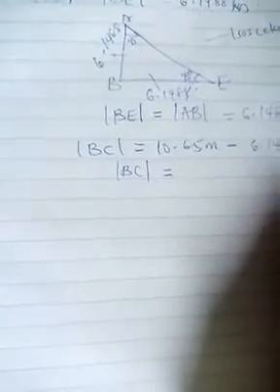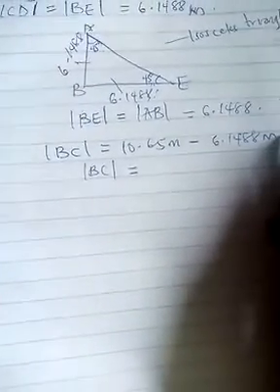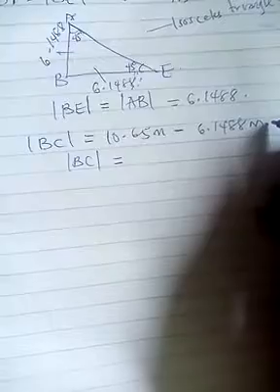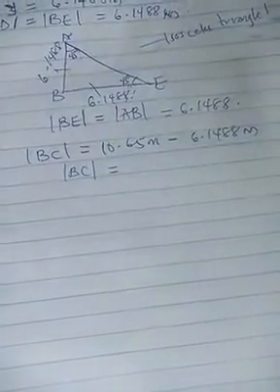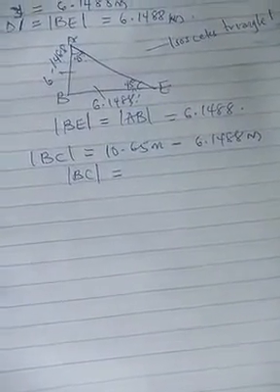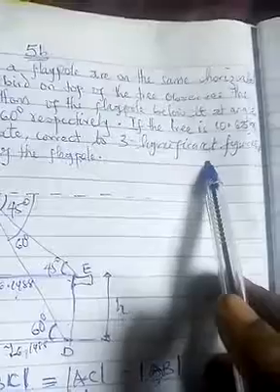Since I don't have a calculator, the result is going to give us something like 4.49 something. But the question says we should leave it in 3 significant figures, so you have to leave your answer in 3 significant figures. That will give us 4.50 meter. So that is the end of this work.